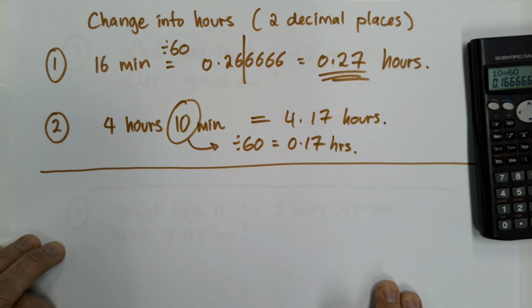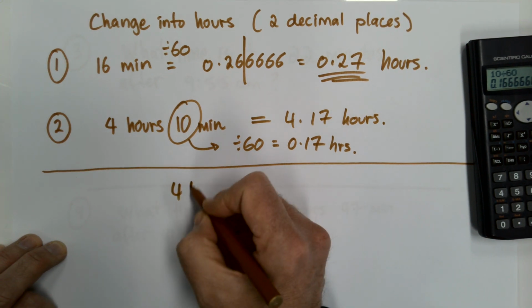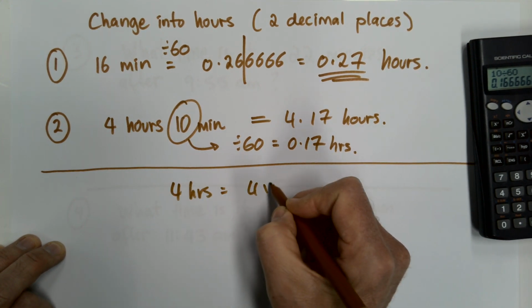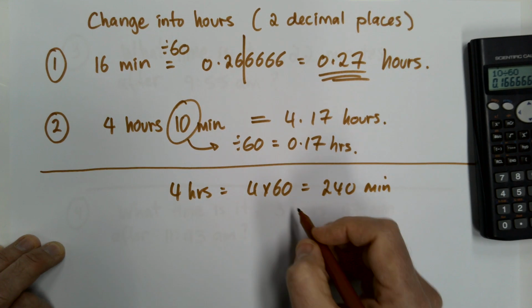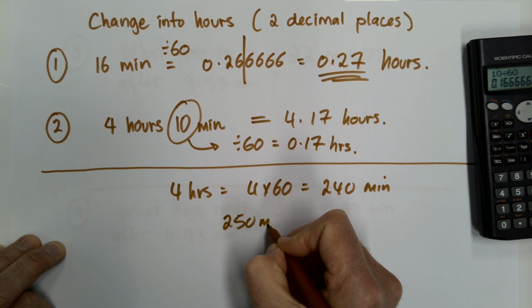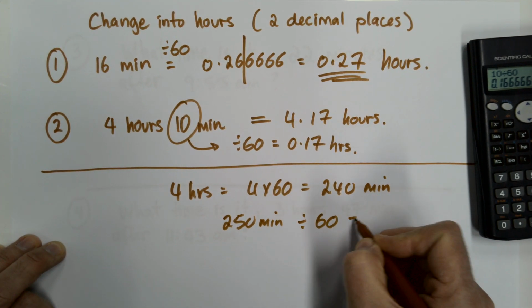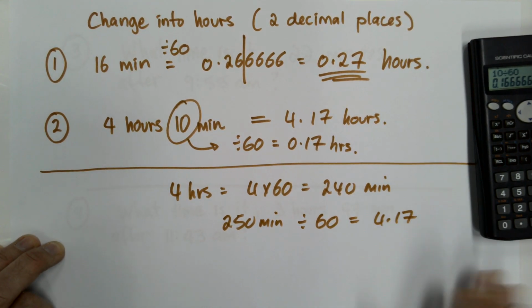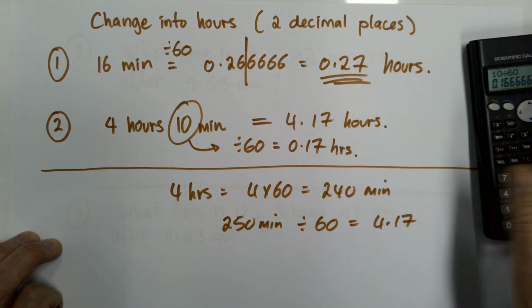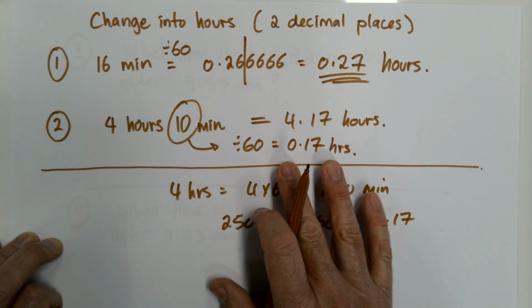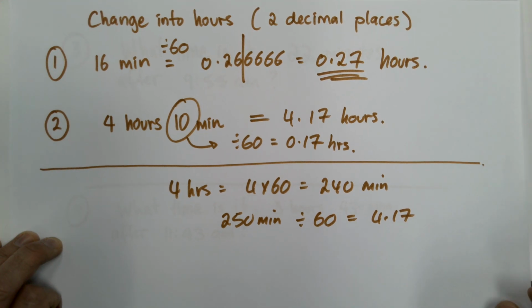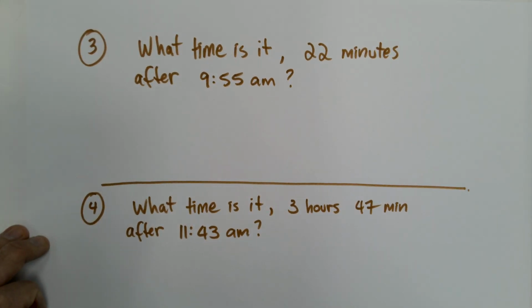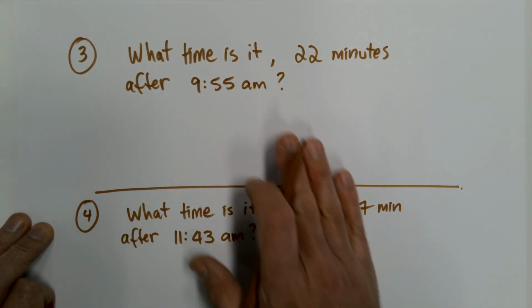A slightly different way you could have done that is to say, righto, 4 hours is 4 times 60, which is 240 minutes. Add the 10 minutes, so we've got 250 minutes. Divide that by 60 and you'll get 4.17. Okay, but either way, doesn't matter. Okay, but you're going to have to get stuff to 2 decimal places for a certain number of hours. Okay, so that's cool.